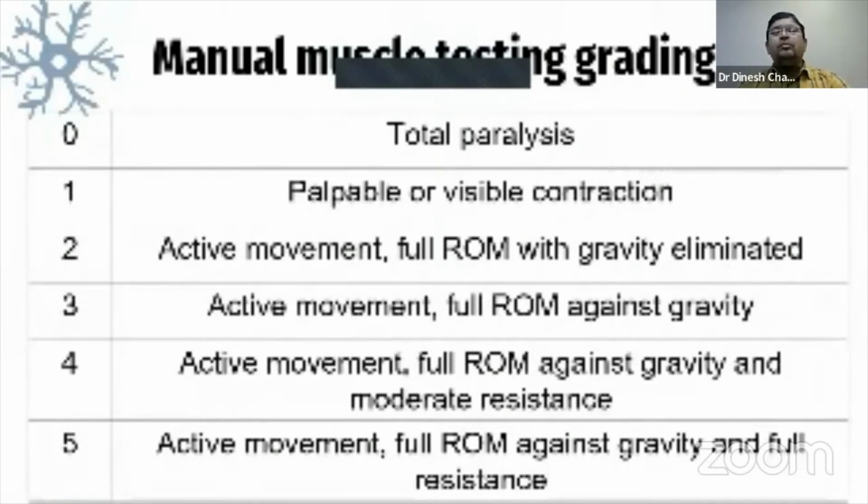So you have to place the limb in such a way that the movement will happen against gravity and it has to be complete. Grade 4 is active movement, full range of motion against gravity, with moderate resistance, or it's called submaximal resistance. Grade 5 is active movement, full range of motion against gravity, with full resistance, or it's called maximal resistance. So these are the grades you have to give according to the patient against gravity when we are testing the motor component.